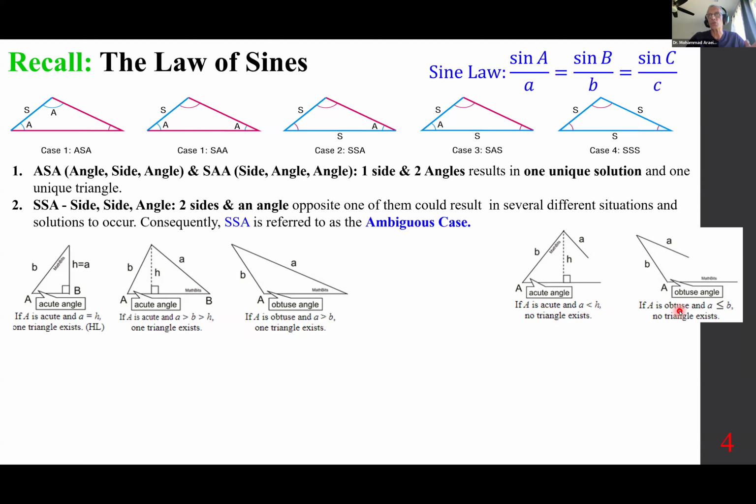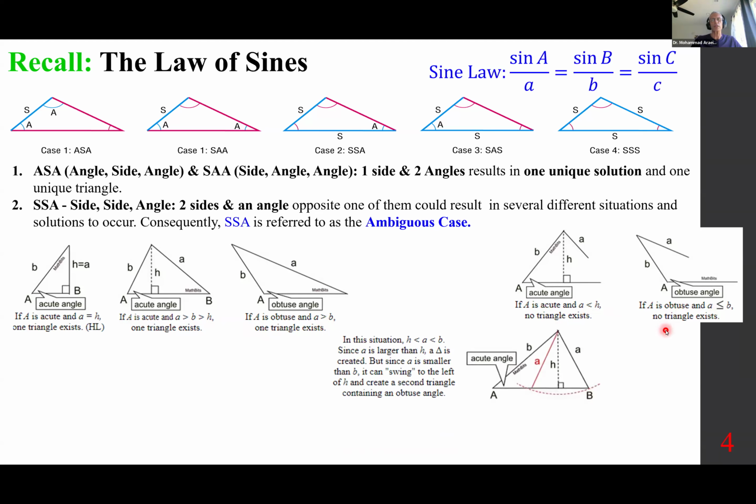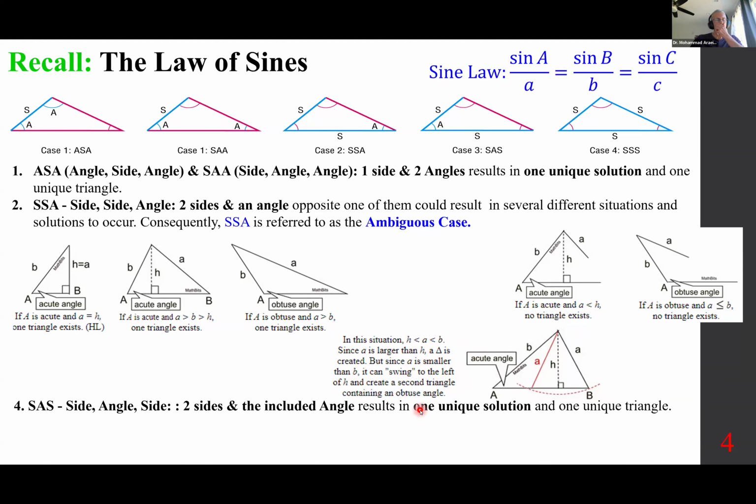If A is obtuse, meaning larger than 90 degrees, between 90 and 180, and a is less than or equal to b, there is no triangle. And in this case, you either get this small triangle or the entire large triangle. In this situation, h is less than a, less than b. Since a is larger than h, a triangle is created, but since a is smaller than b, it can swing to the left, and h can create a second triangle.